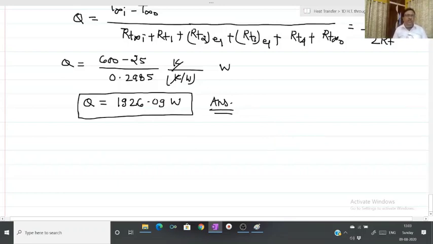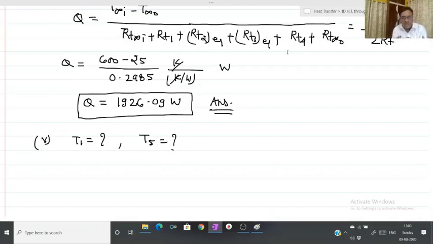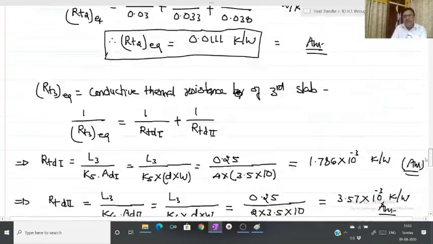So this way I could calculate Q as well. Now the fifth value we want to calculate is T1 and T5. Before going into the detail of calculating the values of T1 and T5, I have the known value of Q. I have the known values of temperatures T infinity I and T infinity O. I have the known calculated values of individual thermal resistances. So how to calculate T1 then? Now let us get back to these equations once again.